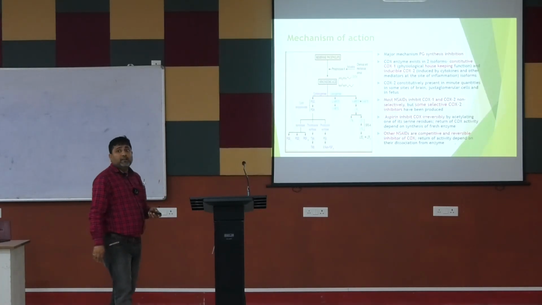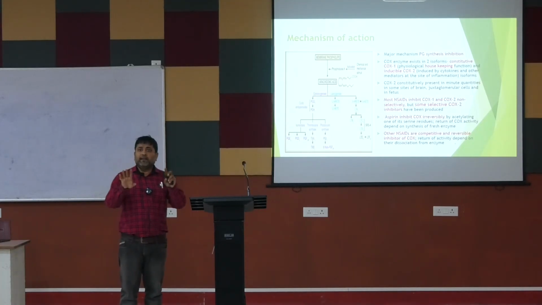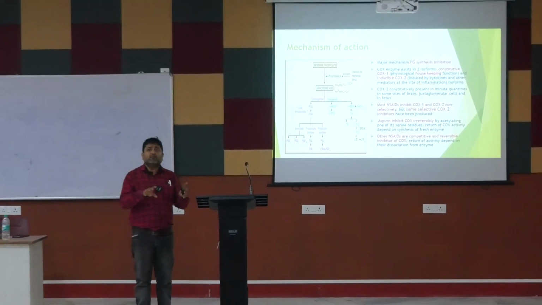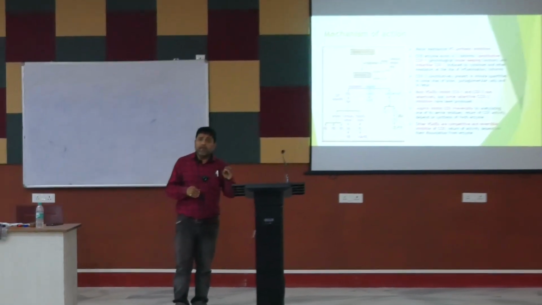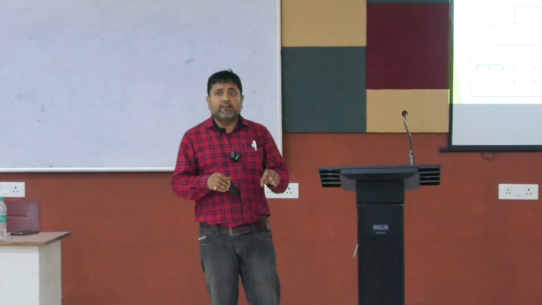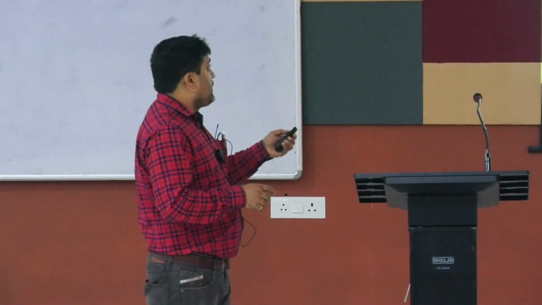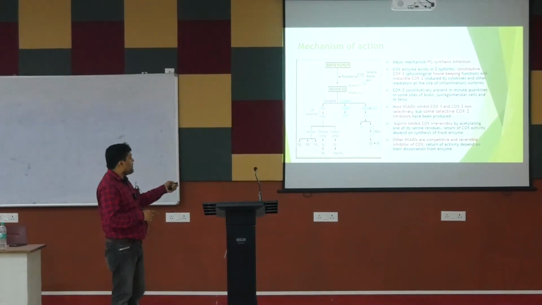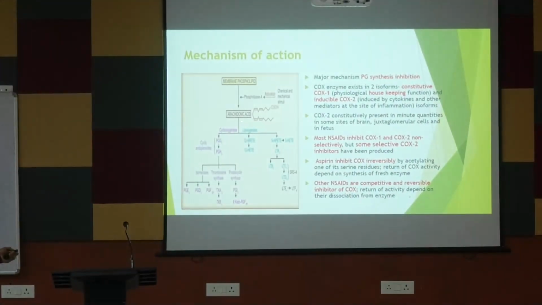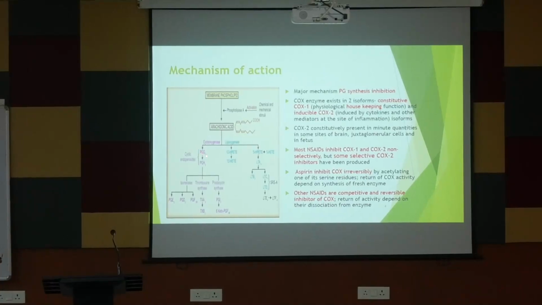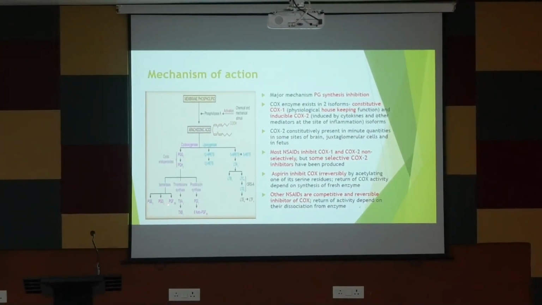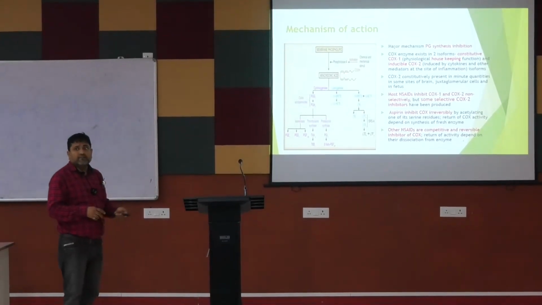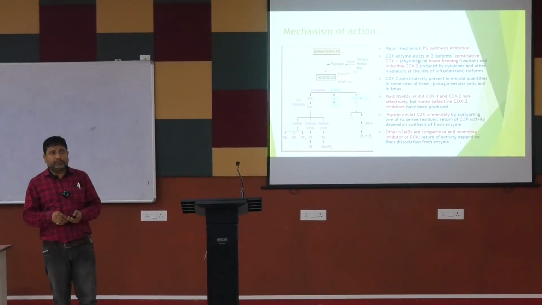Now coming to the mechanism of action. Primarily they inhibit COX enzyme, and so they inhibit the synthesis of prostaglandins, and that is the main cause of their analgesic anti-inflammatory action. Now COX enzyme, this is a flow chart showing membrane phospholipid, phospholipase A, arachidonic acid, and cyclooxygenase. They are helping in the formation of prostaglandins, and the lipooxygenase enzyme helps in the synthesis of leukotrienes.